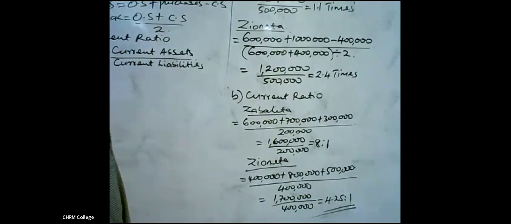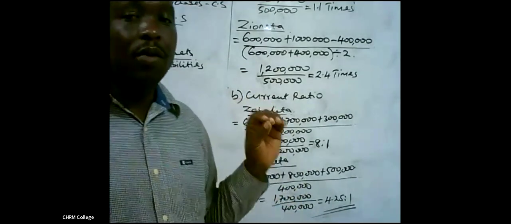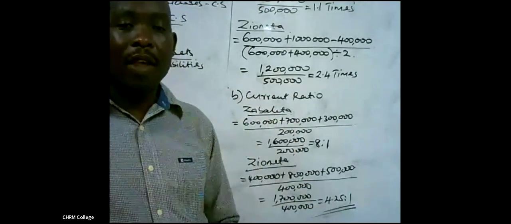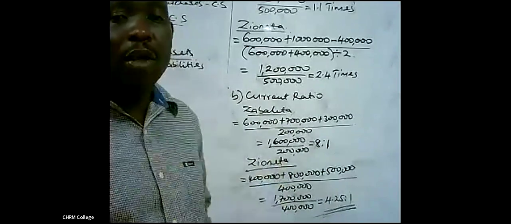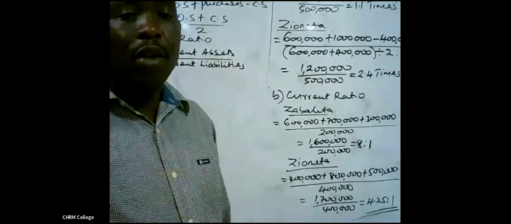So that is what was required. It was testing you to know how to compute the cost of sales. You know the current assets, and you know the current liabilities. They did not give you those figures straight. They wanted you to get them from the balances given. Good.